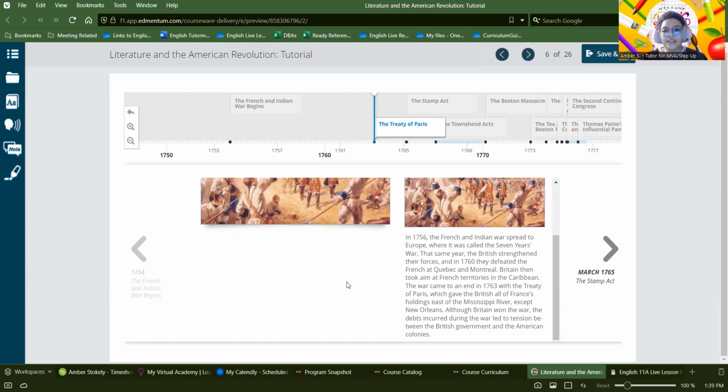And that kind of makes sense. If anyone knows about New Orleans or has ever been there, you know that there's a very heavy French influence there. And it's because they didn't have to give it up as part of this treaty. So they were able to stay there.